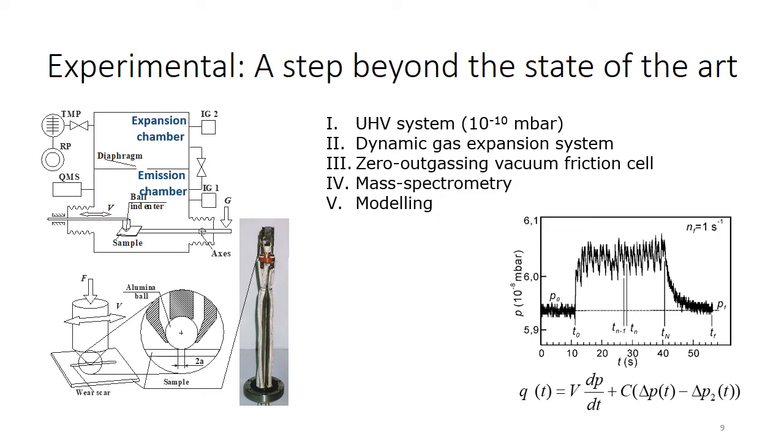Also, it is necessary to use mass spectrometry to distinguish between various emitted species, and it is necessary to apply correct models to identify these species, and also to obtain information about the chemical reactions lying behind these emission processes.